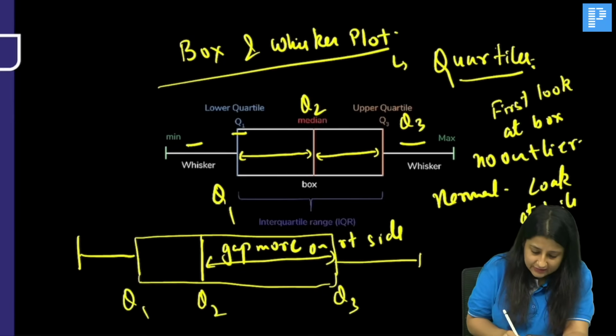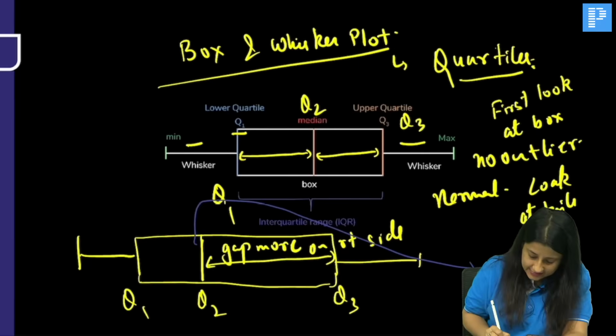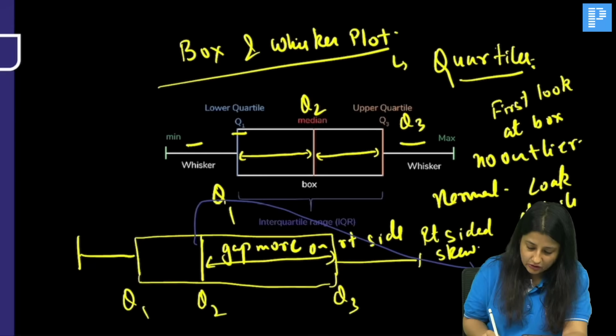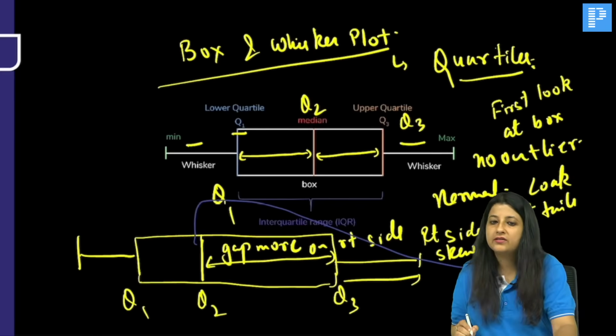So, this one, you will also have a tail drawn like this. You can see the gap more on the right side. So, this one, everybody, क्या होता है ये? This is your right-sided skewness. Also, you can see the tail is elongated on the right side.